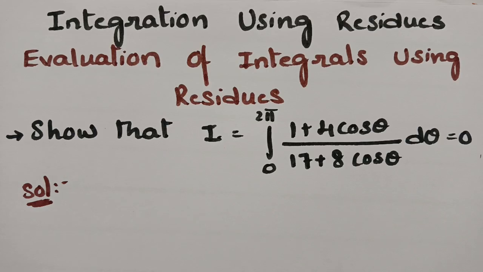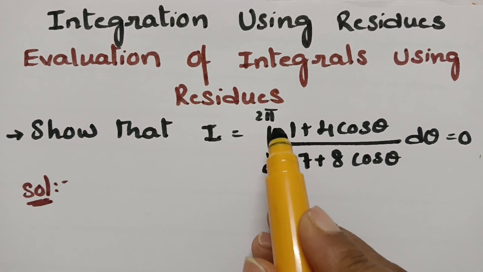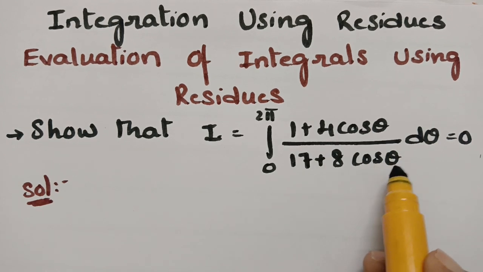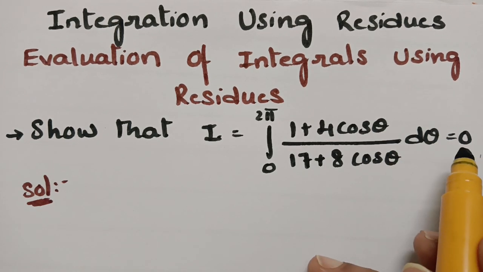This video is on integration using residues. In today's video, we are going to evaluate the integral using residues. Now in this video, I am going to show that the integral I, from 0 to 2π of (1 + 4 cos θ)/(17 + 8 cos θ) dθ, is equal to 0.